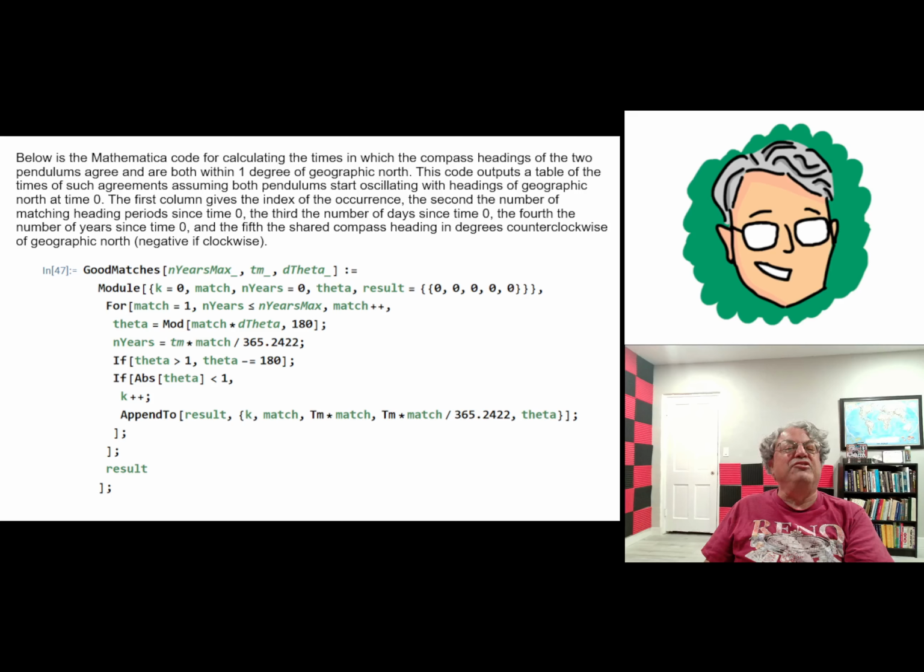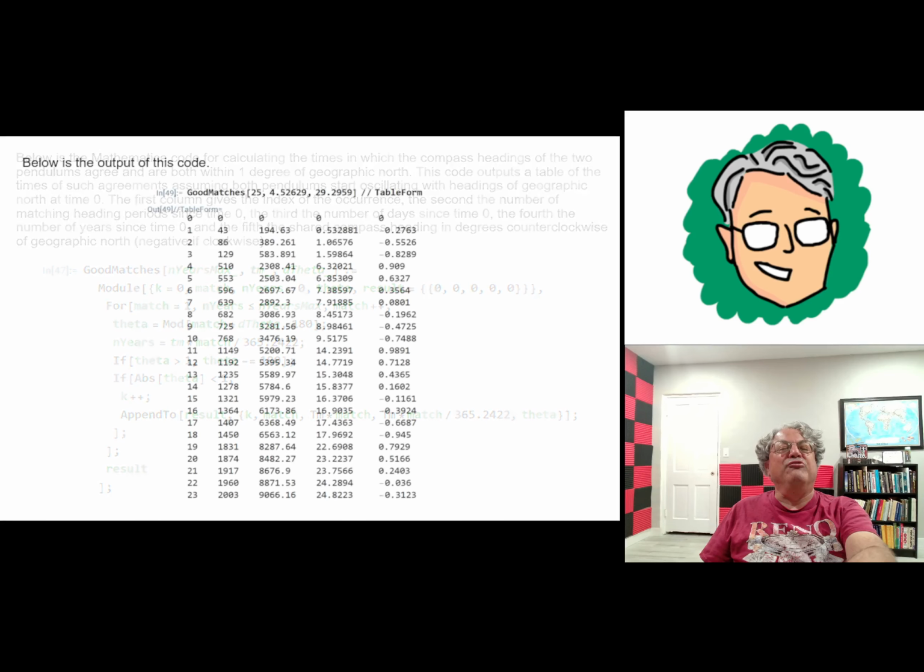And I also put all the other relevant data in, namely T sub m, which is about 4.5263 days. And I also put in the amount by which the compass heading changes each time they agree, which was 29.3 degrees. If you put in that data, this code will tell you all the times in which both of the compass headings agree, and they're both within 1 degree of geographic north. And it'll display the data in a nice format, which I'll go over on the next slide.